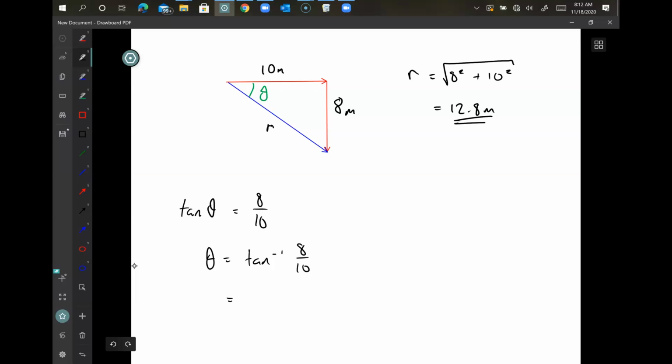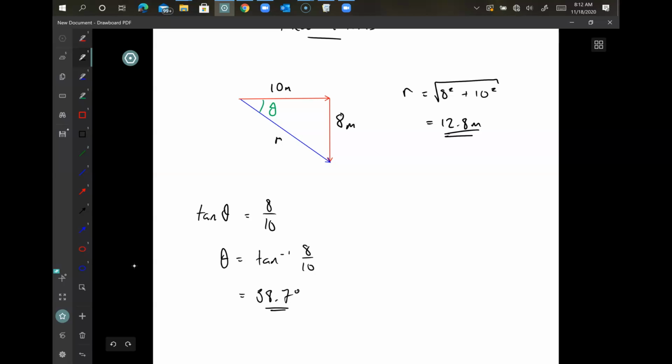And if we do that on our calculator, 8 over 10 inverse tan is 38.7, rounded, 38.7 degrees. So we can replace the two red arrows with a journey of 12.8 meters at 38.7 degrees below the horizontal, or below the positive x-axis, or we could also put it in compass point terms. That would be, let's see, west and south, so south of west.